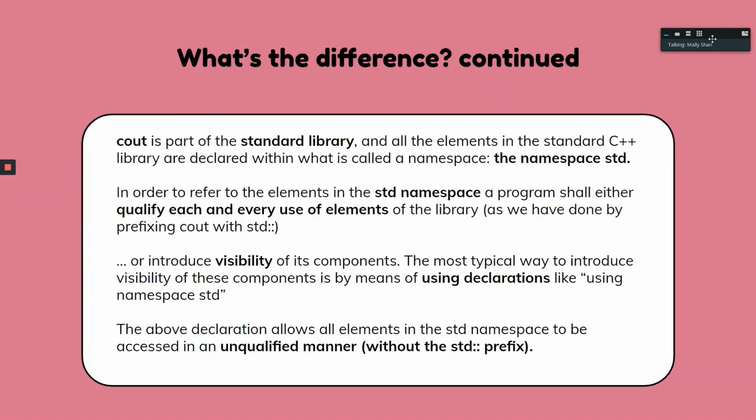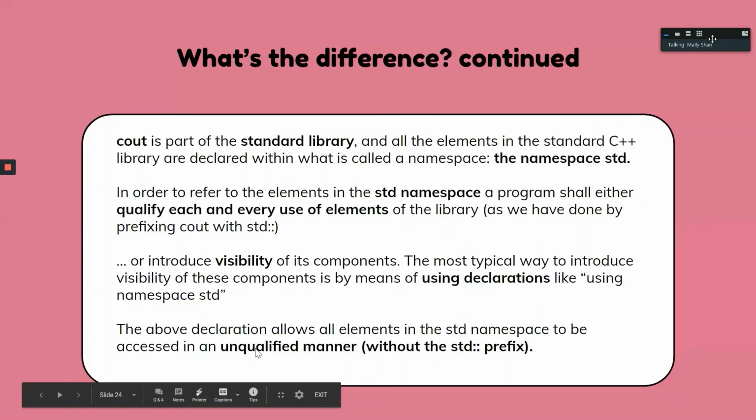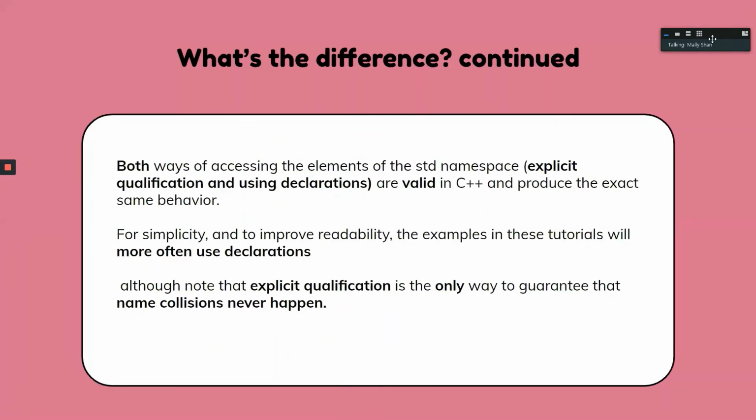And this is what's actually being done after the iostream. So the above declaration, like this one, does use the namespace, so we are using declarations, and we don't have to write out std::cout each time. While in this case, we are showing the std namespace to be accessed in an unqualified manner, without using the std prefix. So both ways of accessing elements, explicit and using declarations, are completely valid, and they should produce the exact same behavior. There were some people who had errors, so we'll look over the code right now.